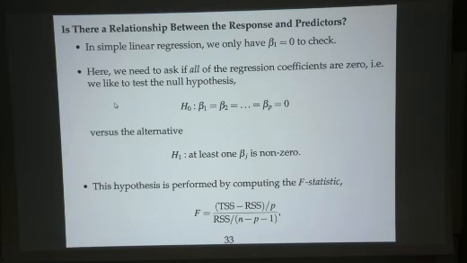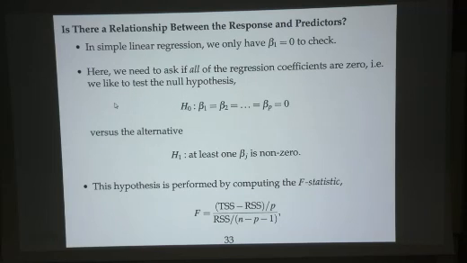If beta 1, beta 2 up to beta p all are 0, then you just have y equal to some constant plus epsilon. So none of the predictors actually affect your response. The alternative is that at least one of them is non-zero, and then the question is finding out which one is non-zero and which are 0.